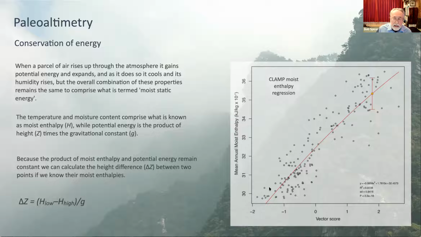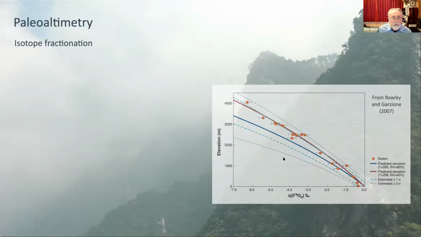And again, CLAMP, this leaf trait analysis, codes extremely well for moist enthalpy. So here is the correlation, again, 0.8 R squared. So what this means is we can derive ancient moist enthalpy from fossil leaves.